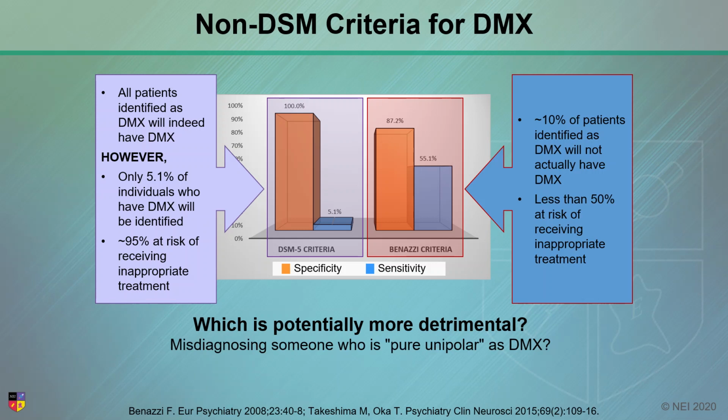So what is potentially more detrimental: misdiagnosing someone who is pure unipolar as depression with mixed features, or treating unidentified depression with mixed features with antidepressants? If you think it through, if you misdiagnose someone who is pure unipolar as depression with mixed features, you're probably going to put them on a mood stabilizer. Depression with mixed features falls within that unipolar depression, manic depressive picture, in which mood stabilizers are probably a good treatment choice.